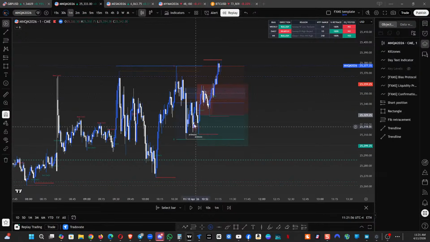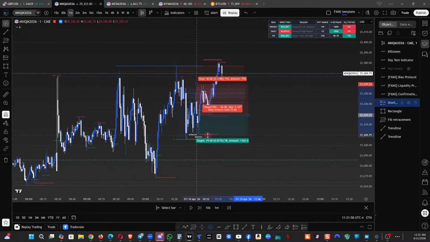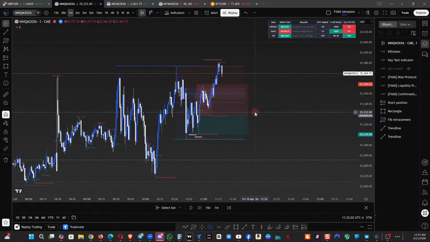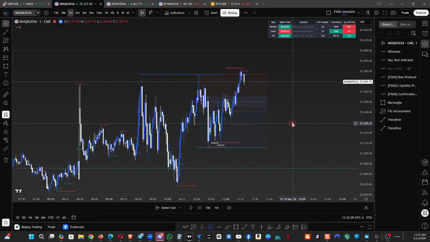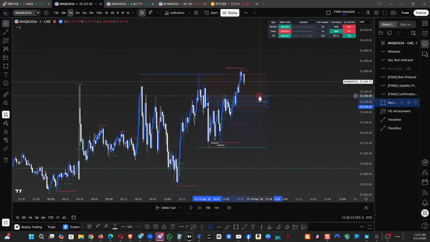Oh, just stop us out. It gave us about 18 and then stopped us out. Okay, so obviously it's not always going to work, right? Obviously sometimes you're going to get some conditions where you're going to get stopped out. That's no big deal, right? But you know, let's take a look at the next one, right?